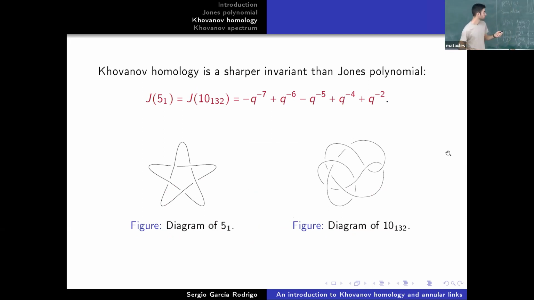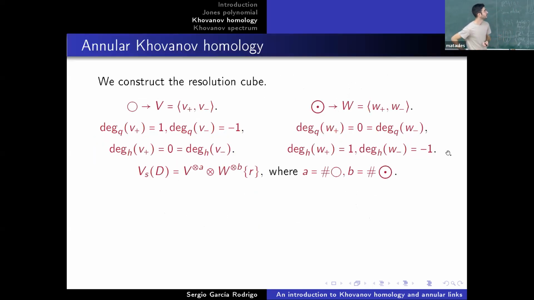What do we do with the annular Khovanov homology? It's the same, but before we only had one type of circle, trivial circles. Right now we have both trivial and essential circles. So instead of just assigning a vector space V to each circle, we will assign a space V for the trivial ones and a space W for the essential circles. And now we have another extra grade. So the annular Khovanov homology will have three degrees.